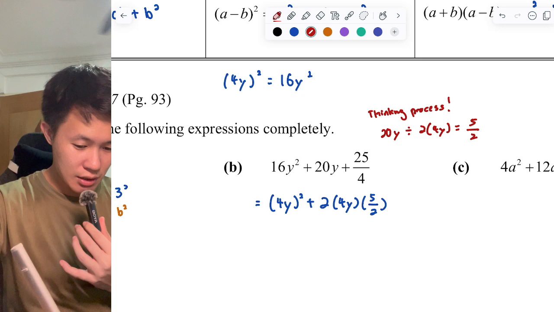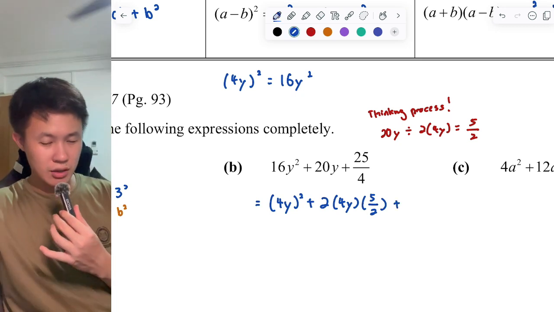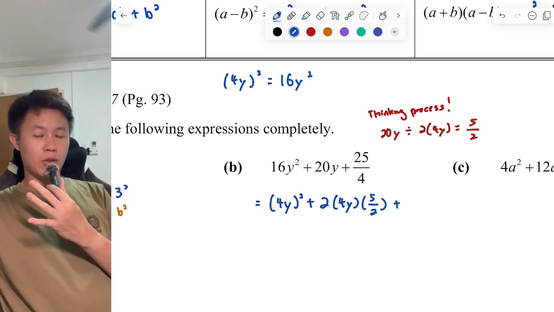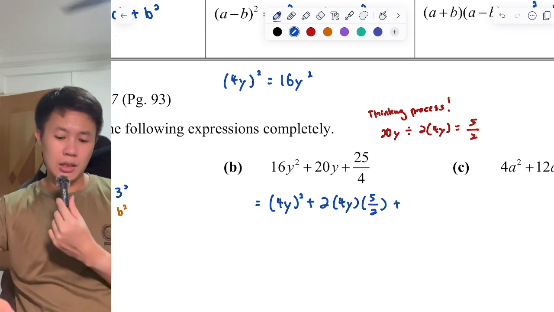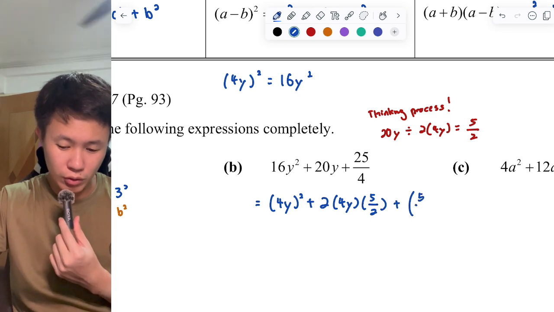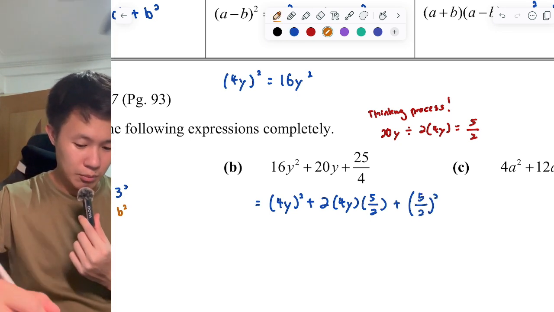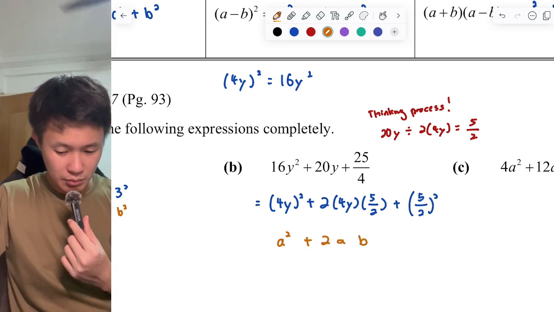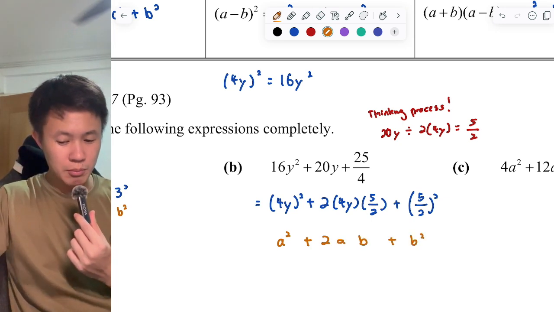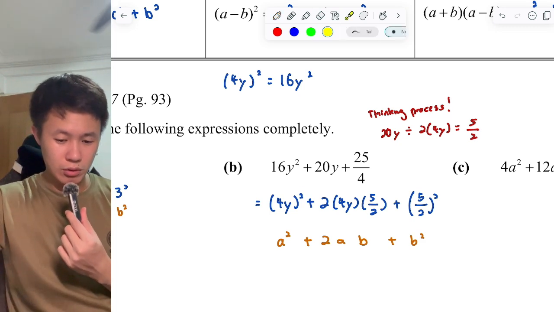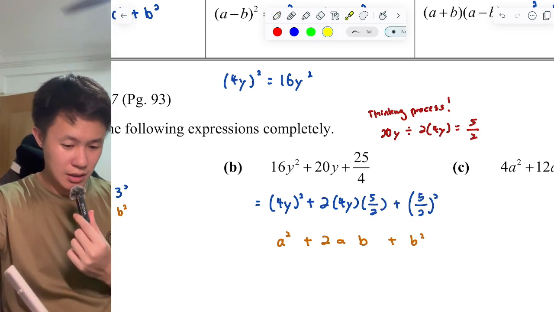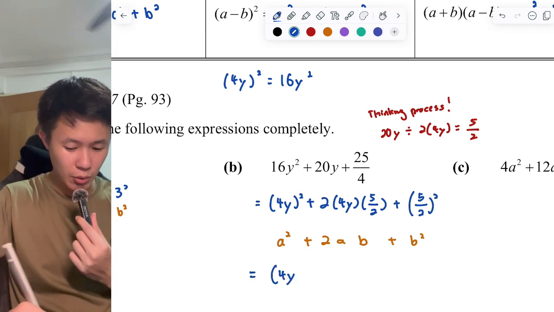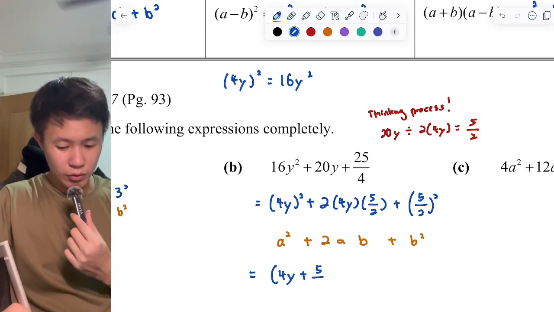Right? So the next is you try to form the a square plus 2ab plus b square, and look at 25 over 4, you can actually just square root it, and then you will have (5 over 2) square. Compare with the actual one, a square plus 2ab plus b squared. Just make sure that your b's are the same value over here. So looking at here and here, these two must be the same value. And when they are the same value, you can simply write these as (4y plus 5 over 2) bracket square.